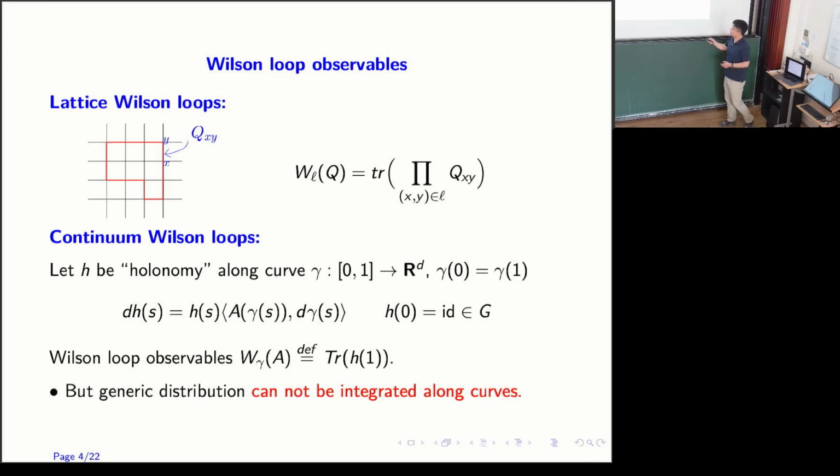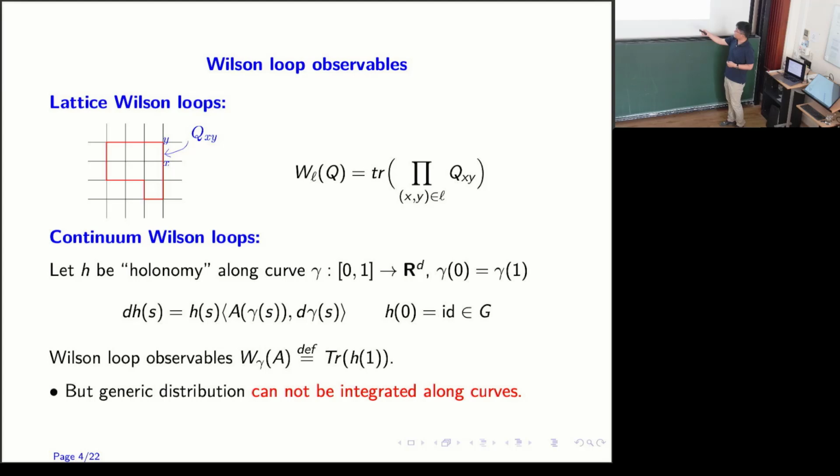So in the continuum, the Wilson loop is defined in terms of holonomy. In geometry, the field A is a so-called connection in the fiber bundle, and for a connection, you can talk about holonomy. It's a non-abelian version of line integral, if you want, of the 1-form. So how is it defined? If gamma is a loop in R^d, the Wilson loop observable for this loop gamma is defined to be the trace of the holonomy along this loop, back to the starting point.